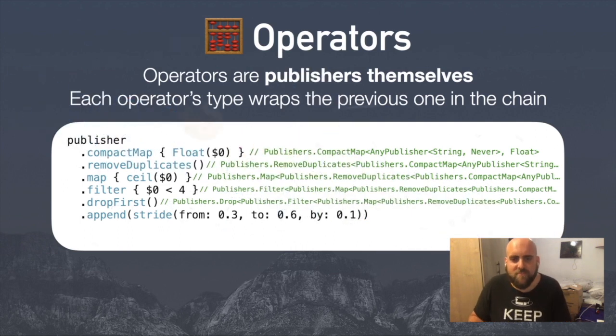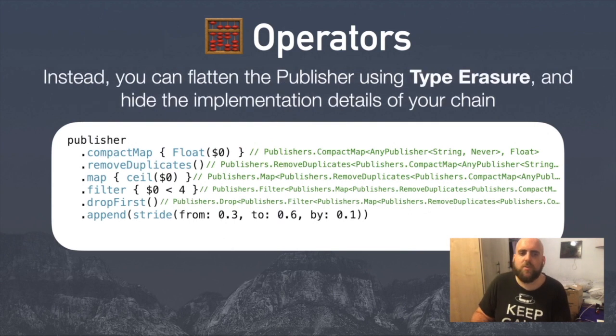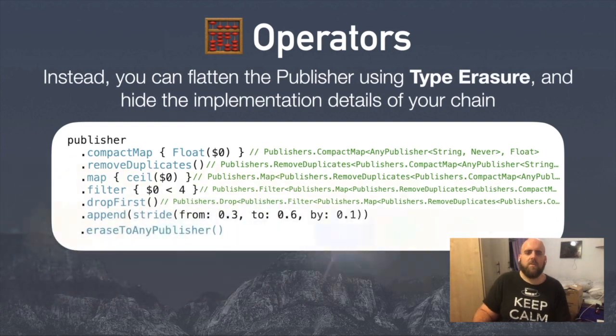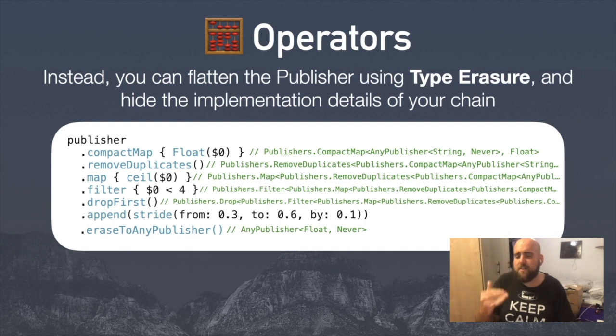Luckily, Combine solved this very quickly for us with something called eraseToAnyPublisher. If you add eraseToAnyPublisher, you have the exact same publisher. It just uses type erasure and removes the typing, and then you get an AnyPublisher of the final type after all of your operators. In this case, it's a Float that never errors out. This is really, really useful, and it's really easy to return from your methods.